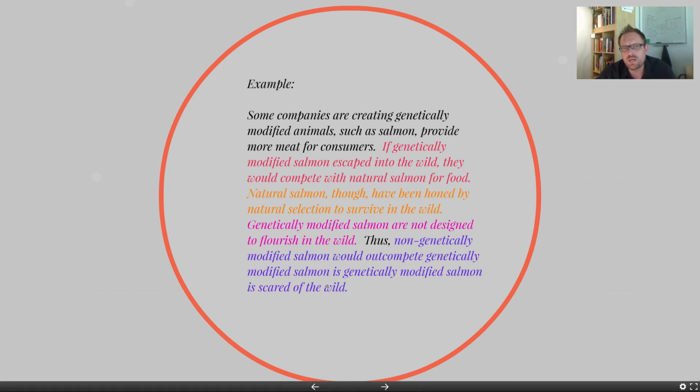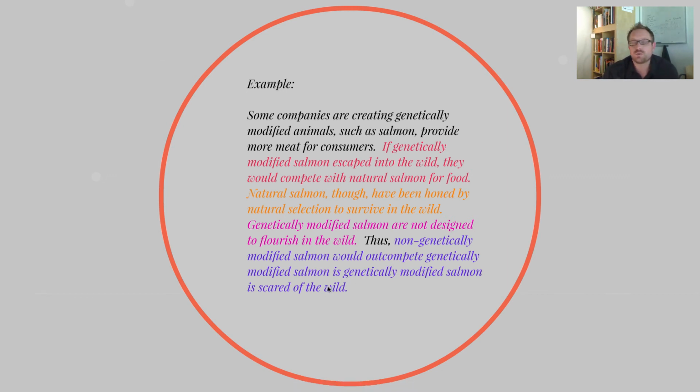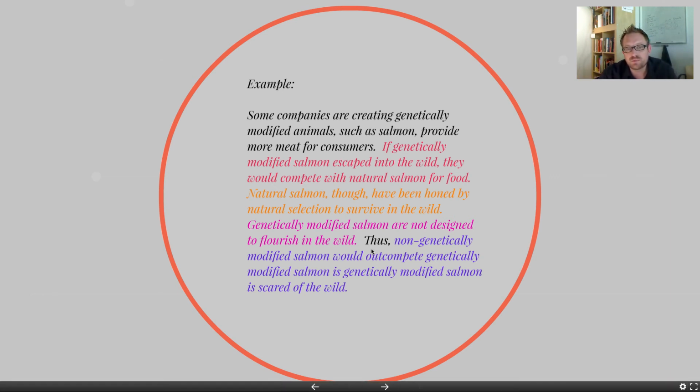Okay. So the question is, how are we going to break down this argument? Well, the first thing you always do is look for that conclusion. And we have a premise indicator term, so I didn't highlight that. I left it black, but you can see it. So what follows here is the conclusion. Again, that conclusion is, thus, non-genetically modified salmon would outcompete genetically modified salmon if genetically modified salmon escaped into the wild. Somehow that got mistyped. Okay, that's what the conclusion is.